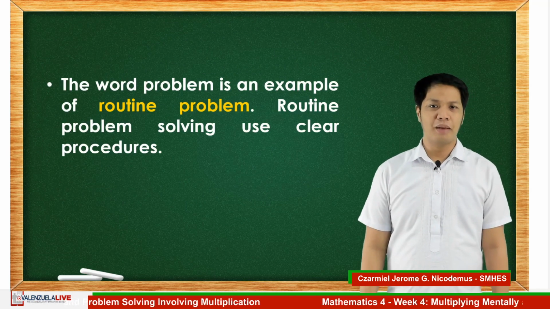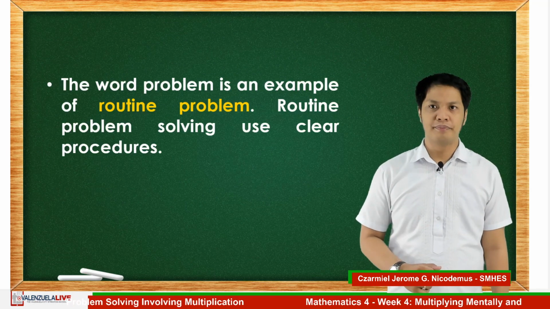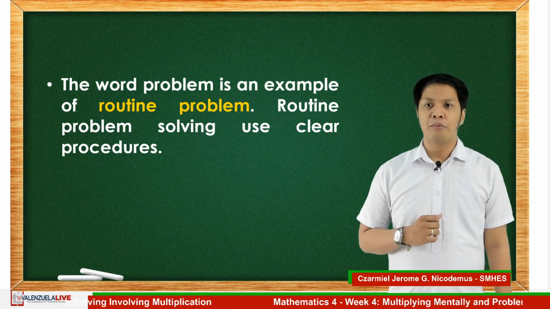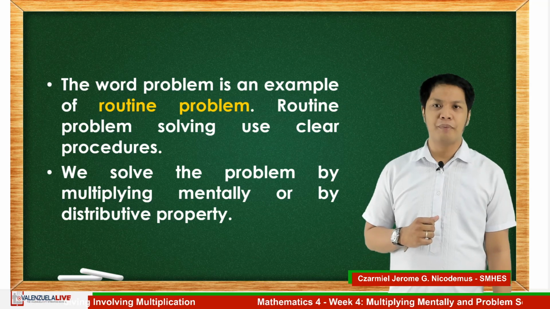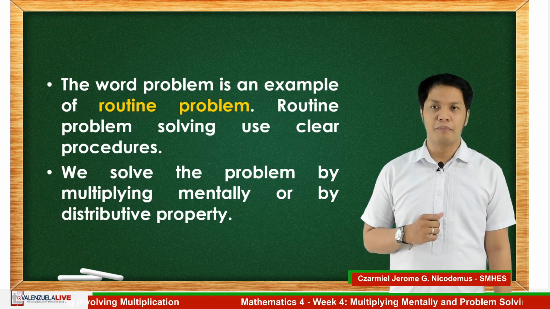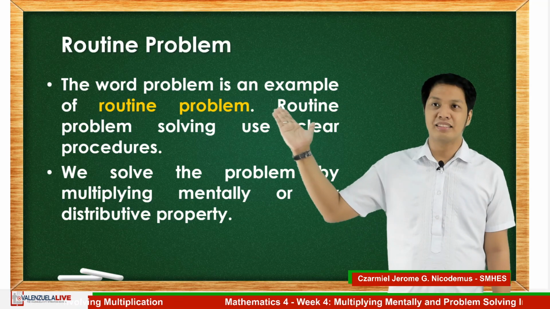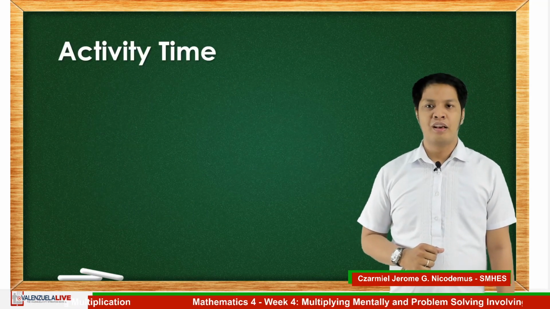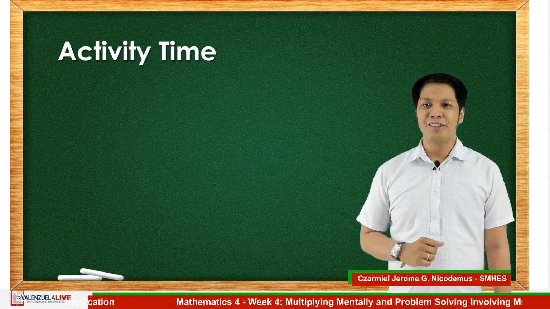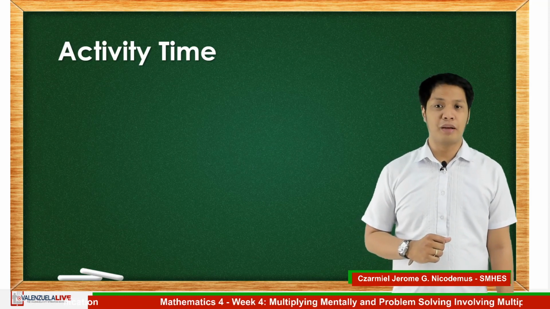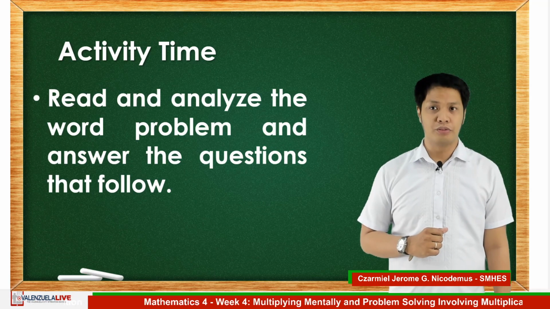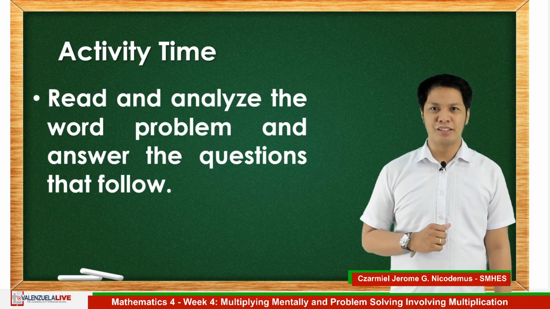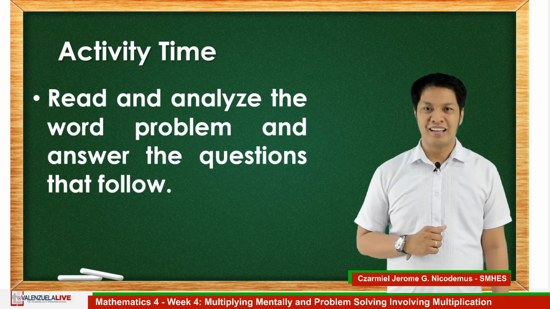The word problem is an example of routine problem. Routine problem solving uses clear procedure. We solve the problem by multiplying mentally or by distributive property. Again, that is routine problem. For our second activity, you need to read and analyze the word problem and answer the questions that follow. This time, I will be giving you 5 seconds to answer each of the questions. Let us begin.